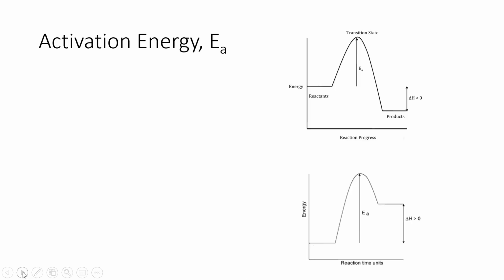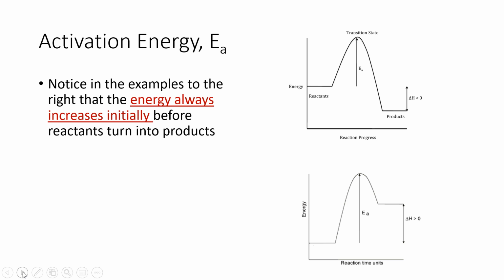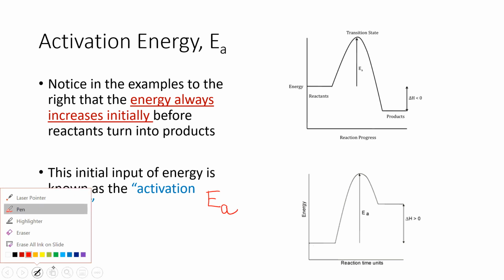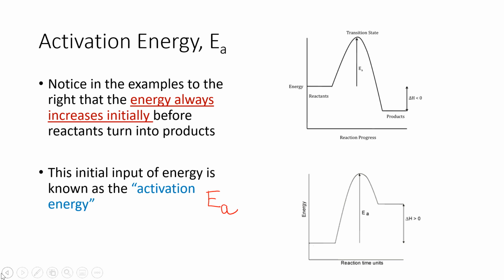And here's some more examples of these energy profiles. And what you'll notice with them is that they always go up first and then down. So the energy always increases initially before the reactants turn into products. There's always some kind of hill, some bump there in the middle. And that initial input of energy is known as the activation energy. That is the thing that is labeled E sub A on those two examples there. That's a shorthand for activation energy. So you can think of that as the energy needed to get the reaction started.